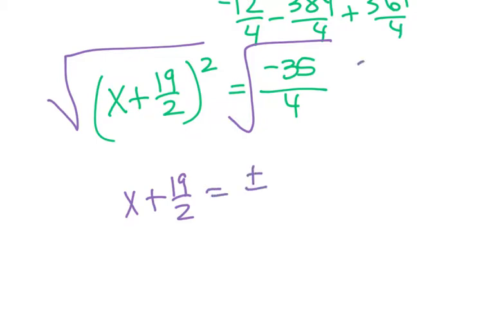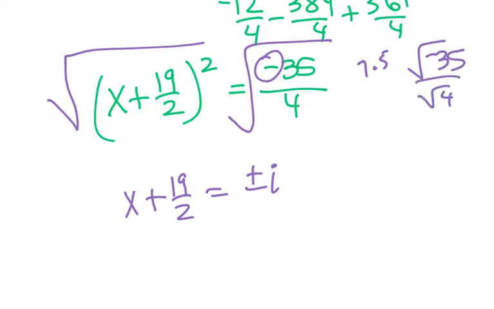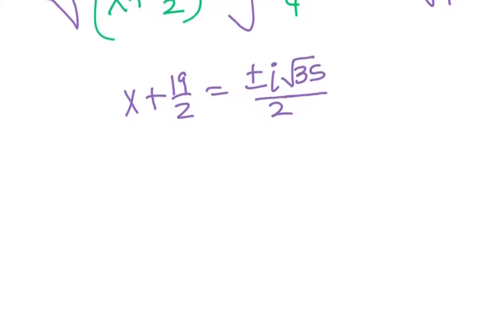Now 35 is 7 times 5, so I can't do anything with that, but I can do something with the negative. And so I is going to come out on the top. On the bottom, I've got the square root of 4. Remember that this is the square root of negative 35 over the square root of 4, so I can do that. So that's going to be over a 2, and then I'm going to have the square root of 35 on top like that. So that's what that fraction is going to look like when it's simplified. So now to solve for x, I'm going to subtract 19 halves.